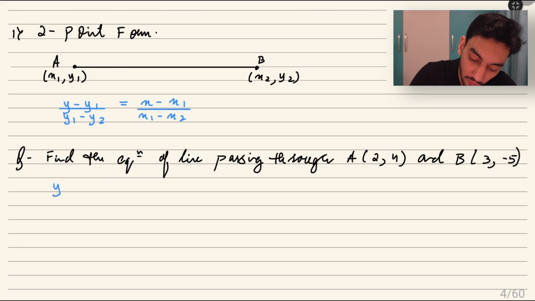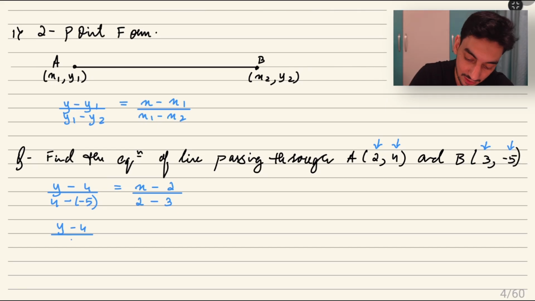Okay, so y minus y1. y1 is basically this thing. So (y minus 4) upon y1 minus y2. So 4 minus y2, which is negative 5, is equal to x minus x1. x1 is this thing, so 2, upon x1 minus x2. So x1 is basically 2 minus x2, which is this 3 over here. Let us try to simplify this. It would be (y minus 4) upon 4 minus of minus 5, which is 4 plus 5, which is just 9, is equal to (x minus 2) upon 2 minus 3, which is negative 1.